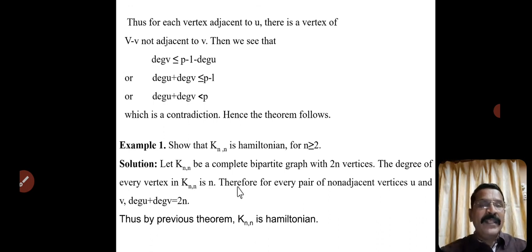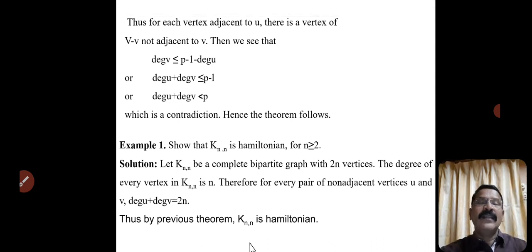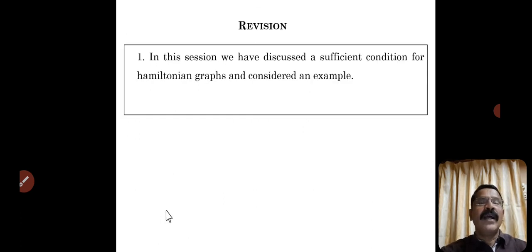Therefore, for every pair of non-adjacent vertices u and v, degree of u plus degree of v is 2n. Thus, by the previous theorem, what does the previous theorem suggest? If degree of u plus degree of v is greater than or equal to p, here p is 2n, so it is equal to 2n. Therefore, by the previous theorem, K(n,n) is Hamiltonian. I hope you have followed this theorem with the example, and how we have applied the previous theorem.